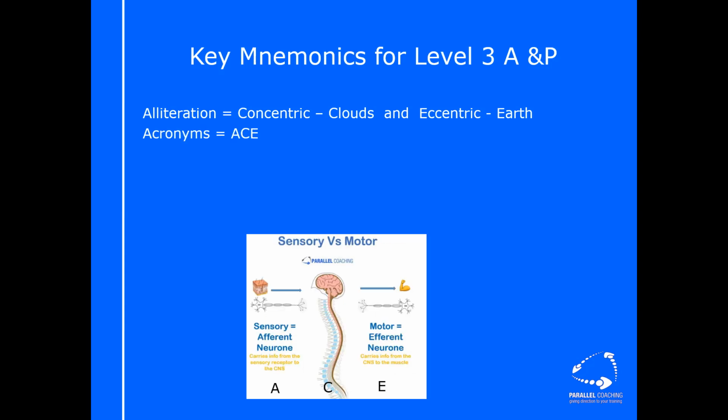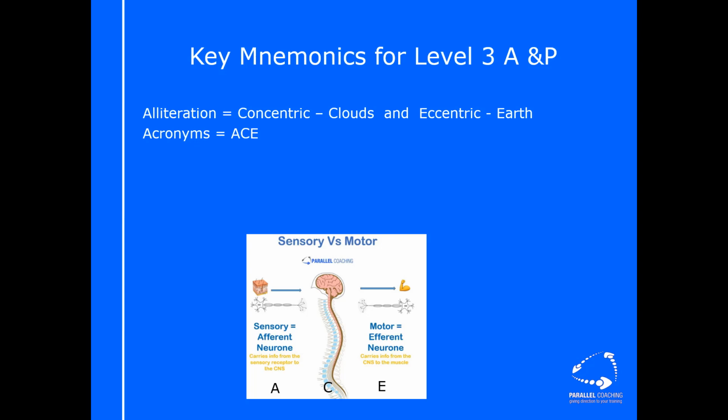Next one is acronyms. So we're going to use ACE as our acronym, and actually there's a lot of different acronyms we can use for level 3 anatomy and physiology, but let's look at ACE. So have a look at the image that you can see on screen. You'll notice that in our nervous system we have a couple of different specific areas. The first one in the middle, let's look right in the middle to start off with, is our central nervous system. That's made of our brain and our spinal cord. And then we've got other neurons that surround that. Some feed into the central nervous system and some feed out of the central nervous system.